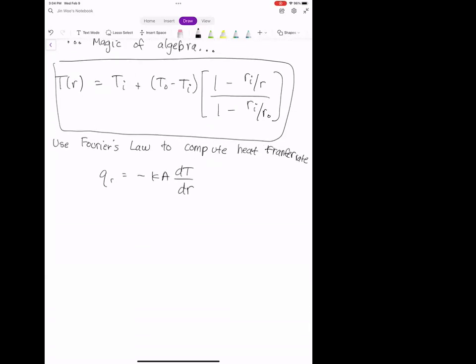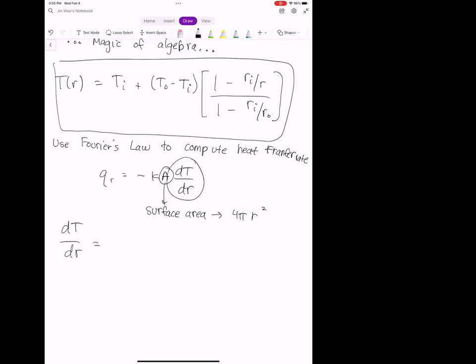Now that we have T of r, we can go ahead and plug it in for that. The other thing that we can plug in for is A, where A, remember, is the surface area. The surface area of a sphere is 4 pi times the radius squared, so go ahead and plug in for A right there. Next thing we're going to compute here is dT/dr, so let me go ahead and do that up here. We're going to take the derivative of this expression with respect to r.